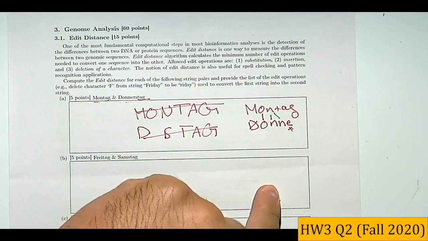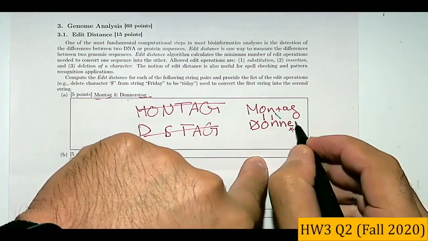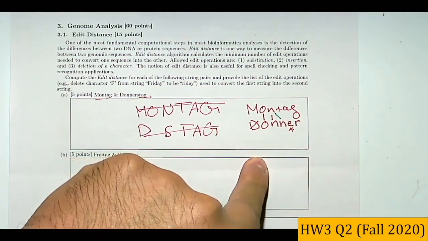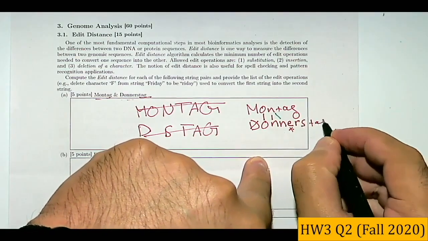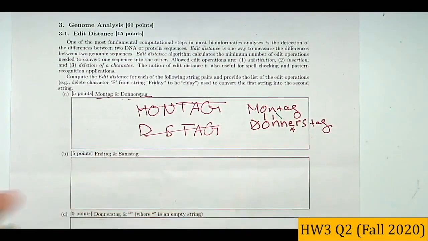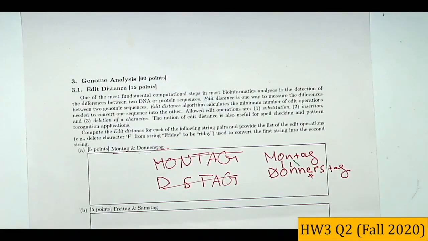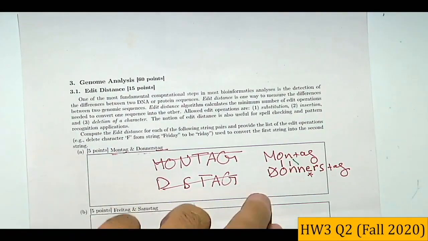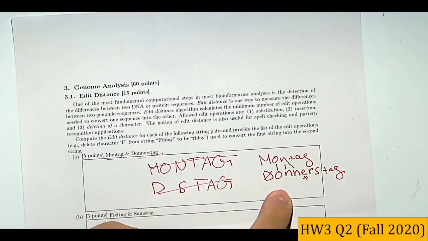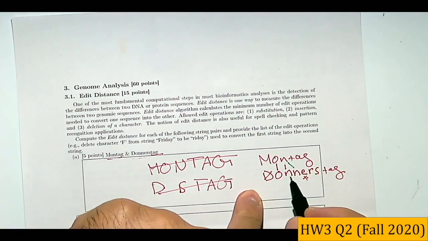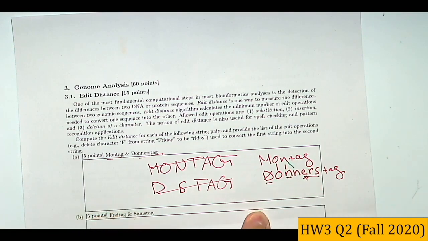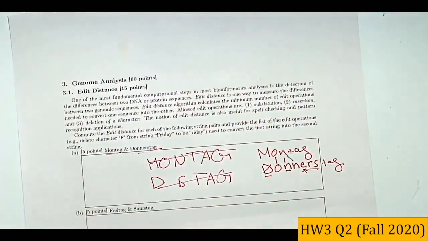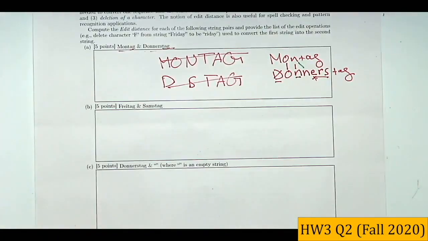Now what's next? We have the R, same story. We need to delete it. And we have the S, and then we have the tag. So how many edit operations did we do here? We did 5 steps, 5 deletions from here. We have the 1, 2, and we have another 3 here. Or you could do 5 insertions to the other sequence. Okay? Any question? Yes?